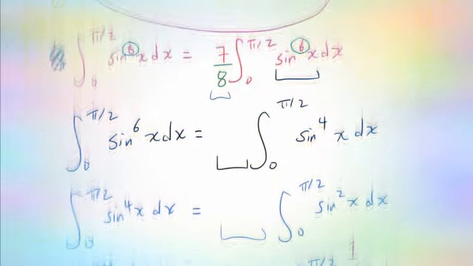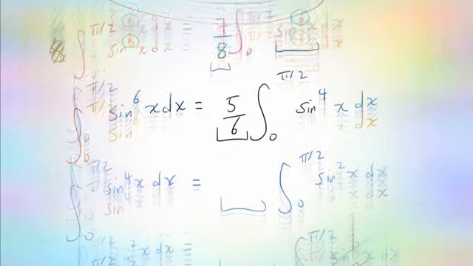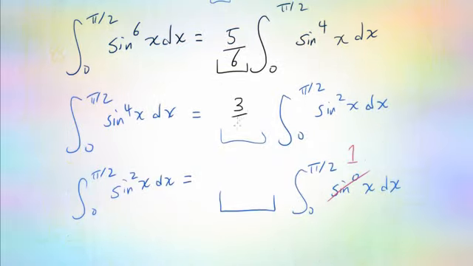And we may conjecture that, because the integral of sine of x to the 8th power is 7/8 of this thing, sine of x to the 6th power is going to be 5/6 of this thing, sine of x to the 4th power is going to be 3/4, and sine squared of x is going to be 1/2 the integral. And of course, the integral from 0 to pi over 2 of 1 dx is pi over 2.